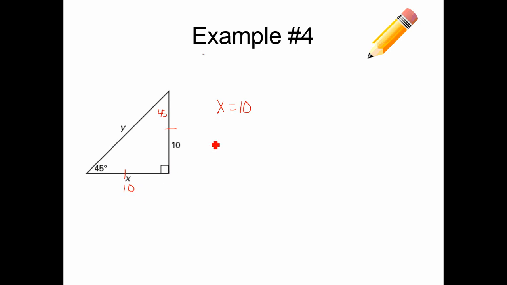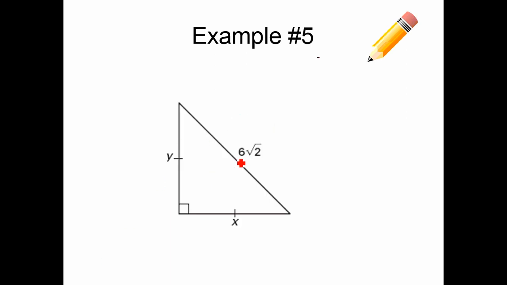Now that I know that, I can just use the fact that says the hypotenuse will equal the leg times the square root of 2. The hypotenuse is labeled with y, so y will equal the leg times the square root of 2. Now I have already solved for the hypotenuse in that triangle, and I didn't even need to simplify a square root. All right, one more example, example 5.